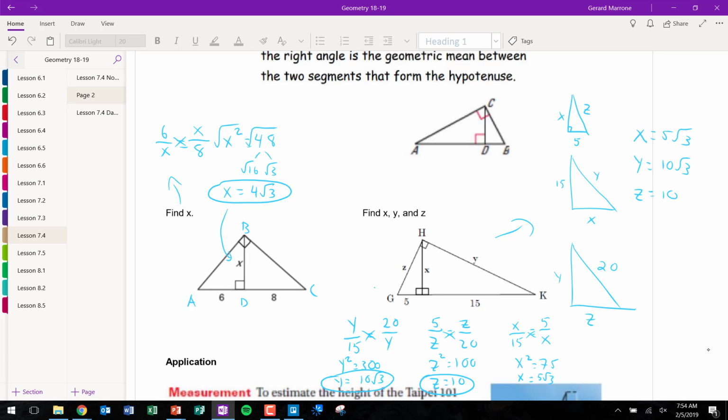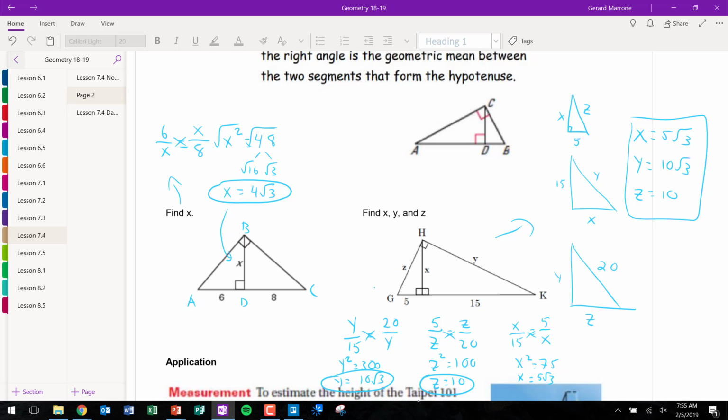All right, welcome back in. So I've done all the work down here, and then I put all my answers up here on the right. I ended up with x and y both having a radical 3 attached to them, 5 radical 3 and 10 radical 3. And then I got 10 for z. This is going to be pretty common for you to have one whole number and then a couple with radicals as well. This is something we're going to stay with for a couple days.